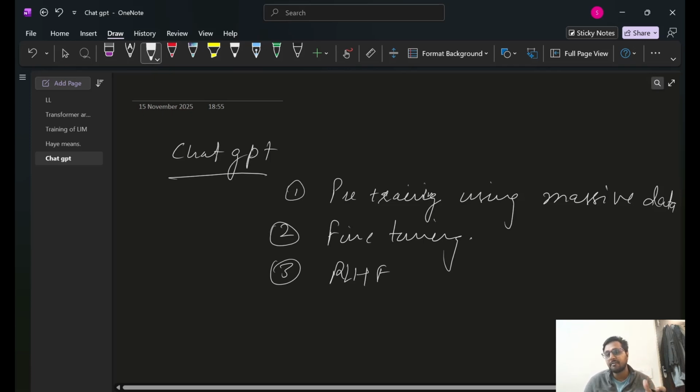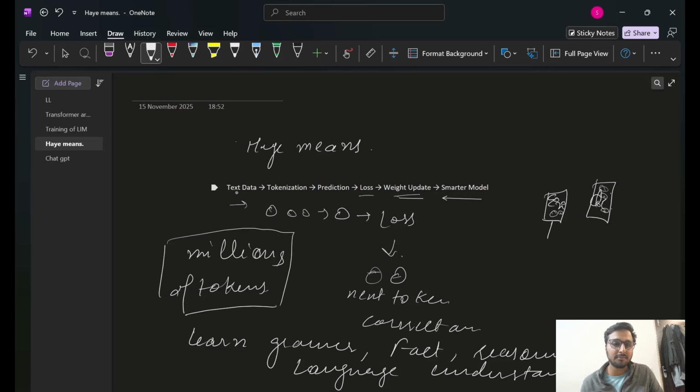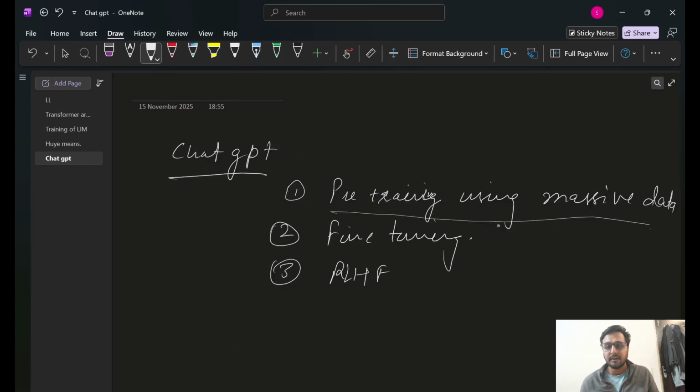When ChatGPT first came, in 2018, only pre-training was done. In pre-training we do the exact same steps: text data, tokenization, prediction, loss computation, weight update, and we get a smarter model like GPT-1. This was done in the first phase. Now coming to the second stage, fine-tuning. In this stage we make our model smarter by giving feedback and instructions about what the correct answer is. This fine-tuning is like supervised learning.